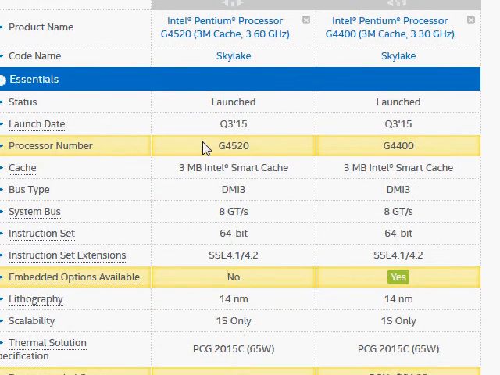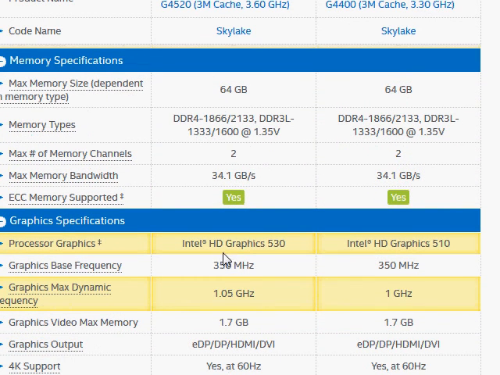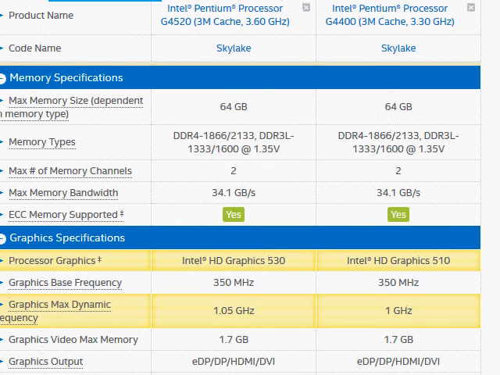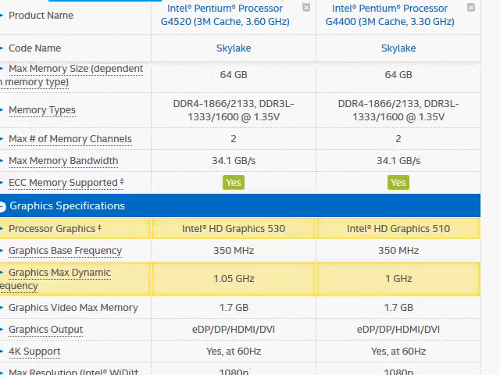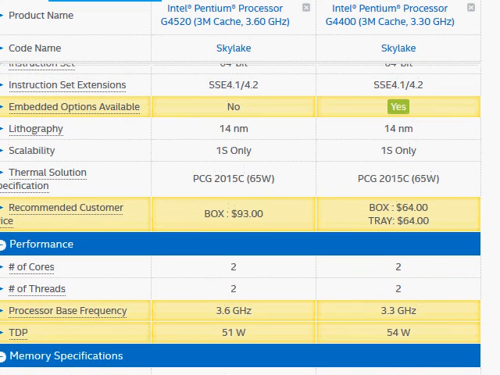Other than that, these two processors are just the same. You have 3 MB of cache memory, and of course one more good thing about G4520 is the new HD graphics 530 versus 510. I think this is 12 execution units versus 24 execution units, which makes G4520 slightly faster in the graphics. But looking purely at the processor, the advantage diminishes.